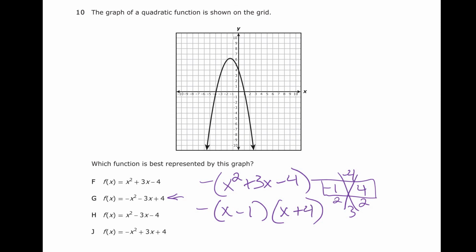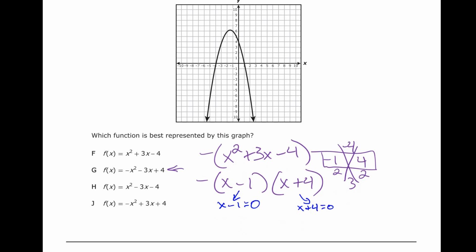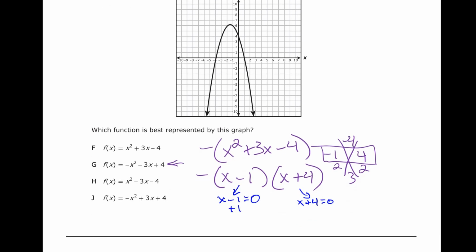Then we would solve them like we did before, where we set them equal to 0. X minus 1 is equal to 0. X plus 4 is equal to 0. Plus 1, x is equal to 1. Minus 4, x is equal to negative 4. So those are the two solutions that we solve for.